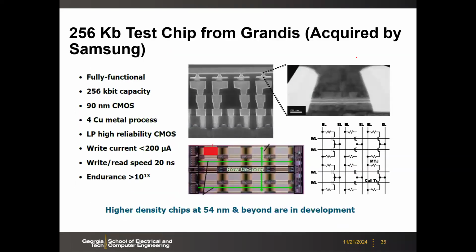So let's look at some of the early demonstrations for the STT-MRAM. This was by a small company called Grandis, in the early 2010s, around that time. Later, this company was acquired by Samsung and became Samsung's STT-MRAM technology, essentially. So this was at 19 nanometer, a 256 kilobit test chip, with write current about 200 microamp, speed about 20 nanosecond, endurance 10 to the power 13, 1T1R. And this is the underlying transistor. This is at metal 4, metal 5.